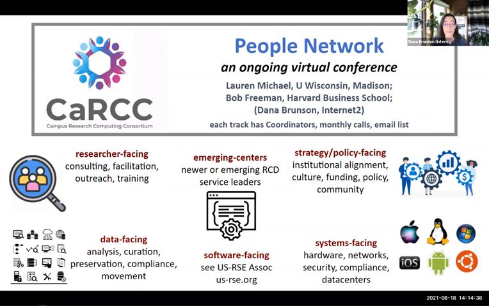the roles people take. These are not mutually exclusive, because at some campuses you might have one person that does all of these things, and at really large centers you might have a group that's involved in each one of them. So they're meant to be very inclusive, and these evolve as time goes by. As community members want a new track, they can come to the People Network and possibly create a new one. You'll notice down in the software facing, we don't have a software facing track, but there is the US Research Software Engineering Association that has a robust community providing support for that aspect of the community.